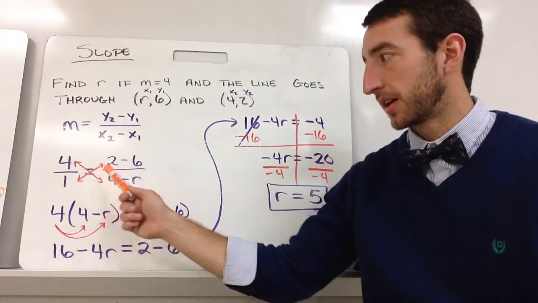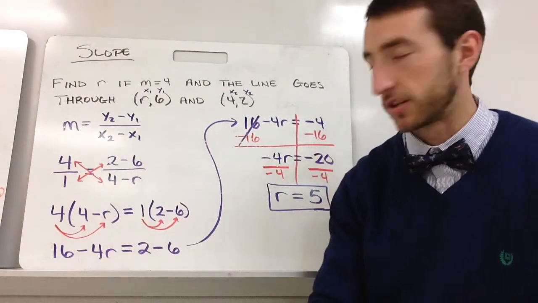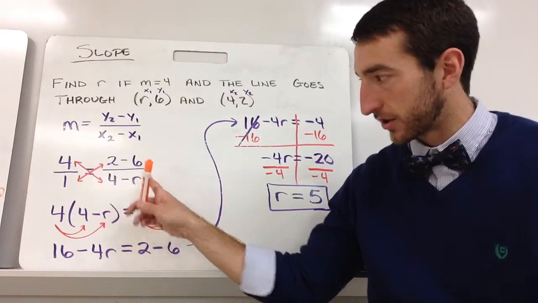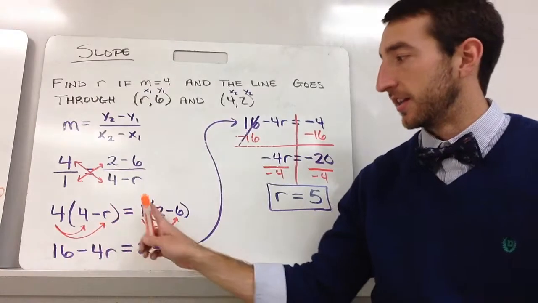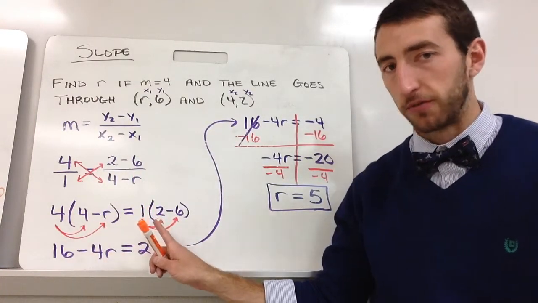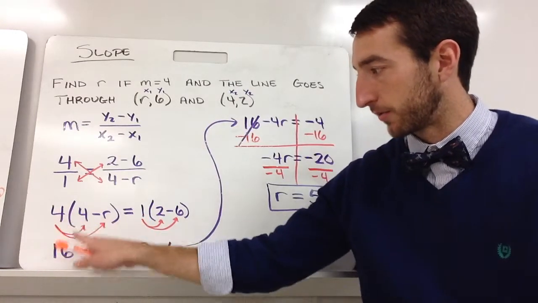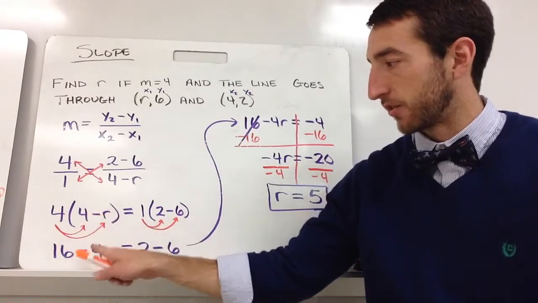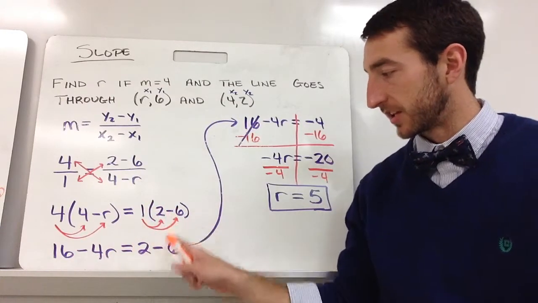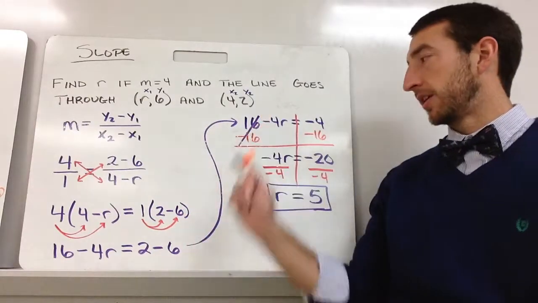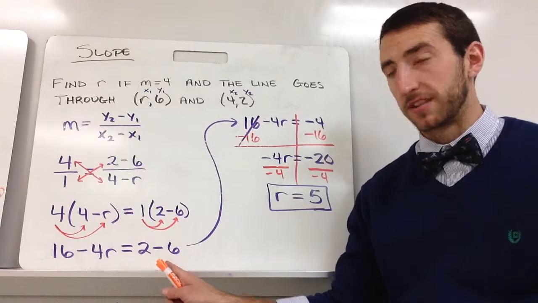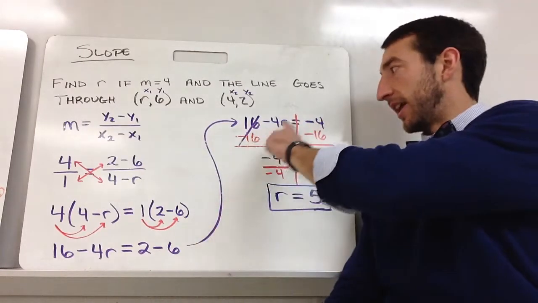I cross multiply because if I have two fractions with an equal sign, I can cross multiply in order to solve that. So I've got 4 times, in parentheses, 4 minus r because I want to keep those together. Then I've got 1 times 2 minus 6. I use my distributive property, so 4 times 4 is 16, 4 times negative r is negative 4r, plus 1 times 2 is 2, 1 times negative 6 is negative 6. I've got 16 minus 4r equals negative 4, since 2 minus 6 is negative 4. And now I solve for r.